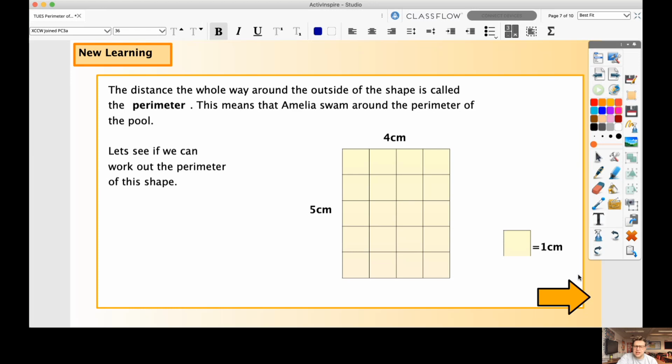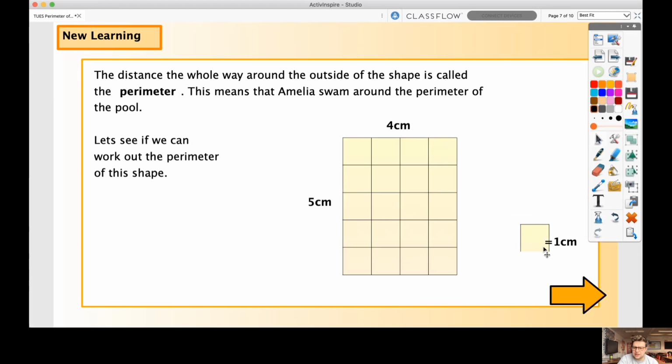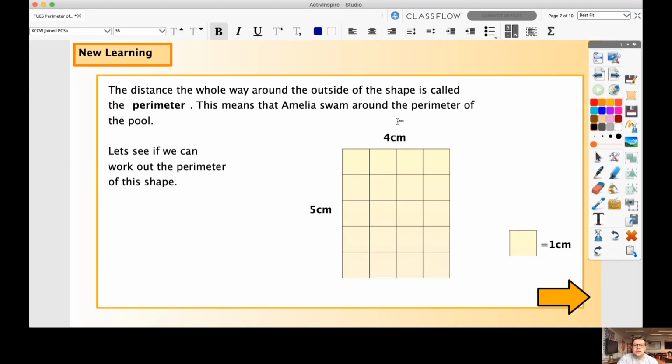Okay, here's another shape. I'm going to move this over here. Let's see if we can work out the perimeter of this shape together. So we've got 4 centimeters across here, 5 centimeters down here. Where it says 1 centimeter is just telling us that each square is worth 1 centimeter. And we can see that because if this is 4 centimeters at the top, and we've got 1, 2, 3, 4 squares, that matches up. Right. 4 centimeters, and it's the same as this side because there's 2 equal sets of sides. That means this one's going to be 4 centimeters, and this one is 5 centimeters, the same as the other.